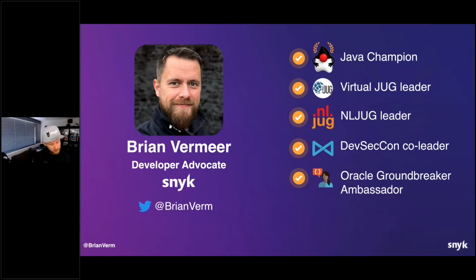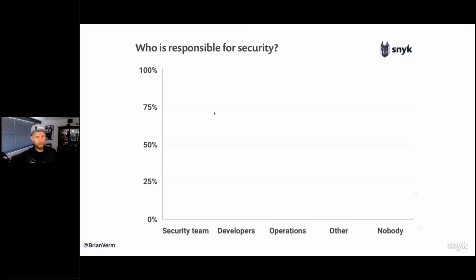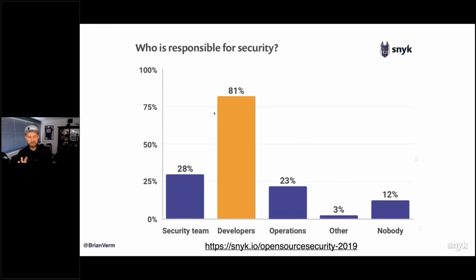But the main question we are having today is, who is responsible for security? Well, we asked this to a lot of people in our yearly survey we call the State of Open Source Security. And it turns out that it's about this. If you look at software security, so application security, people say that it is a shared responsibility between the security team, developers, operations, and maybe even other people. But also at least 81% believe that developers need to take their fair share.